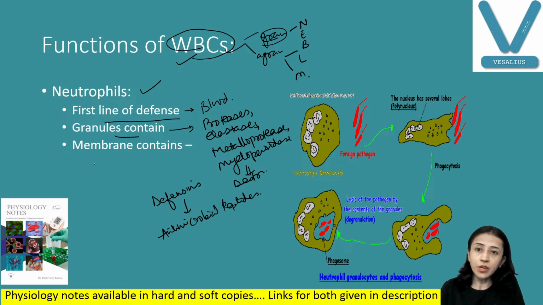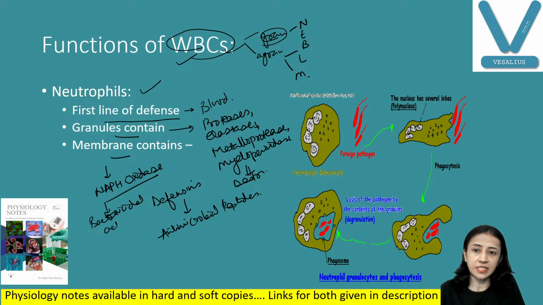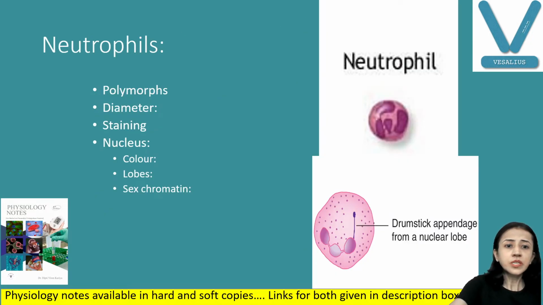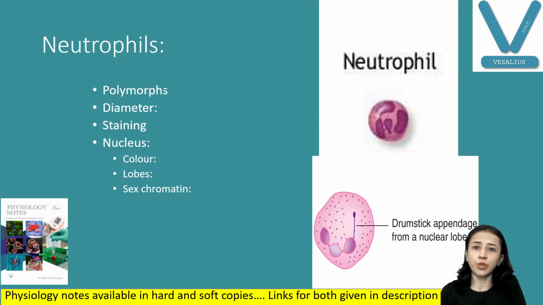The membrane of the neutrophil contains NADPH oxidase. That is also important. We will discuss in detail the role of NADPH oxidase, which has bactericidal action. Bactericidal means it causes destruction of bacteria. Now, the neutrophils, in structure, are known as polymorphs because they have a multiple lobed nucleus.